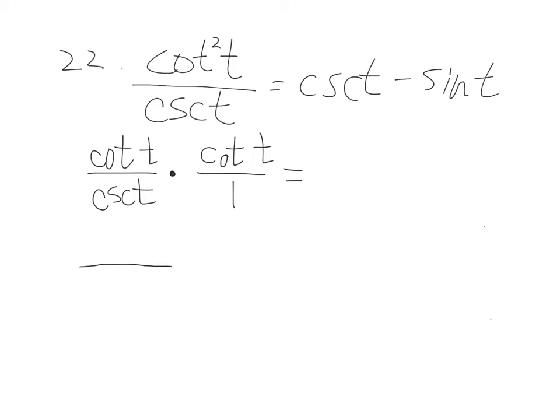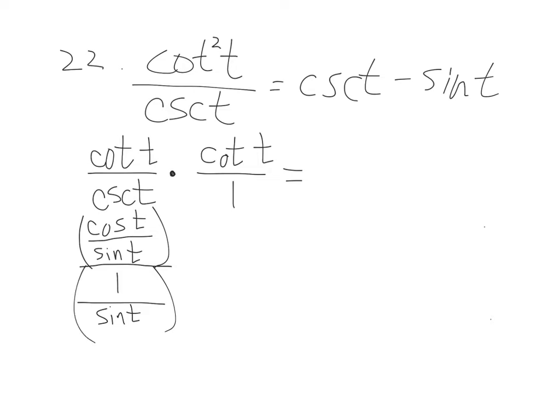So if I go cotangent in the numerator here, I'm going to turn cotangent into cosine t over sine t. That is our quotient identity. And then I'm going to go here, cosecant, I'm going to turn that into 1 over sine t. Times over here, cosine t over sine t. That's over 1.